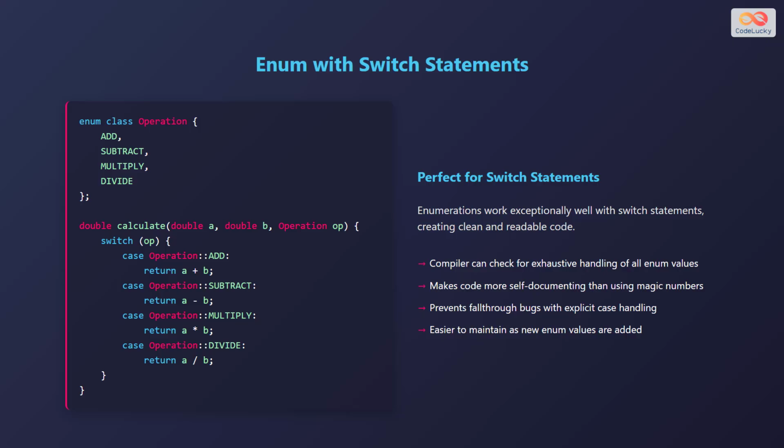An enum class operation is declared with the operations add, subtract, multiply, and divide as enumerators. The calculate function takes two doubles and an operation as input, and returns the result of the operation.